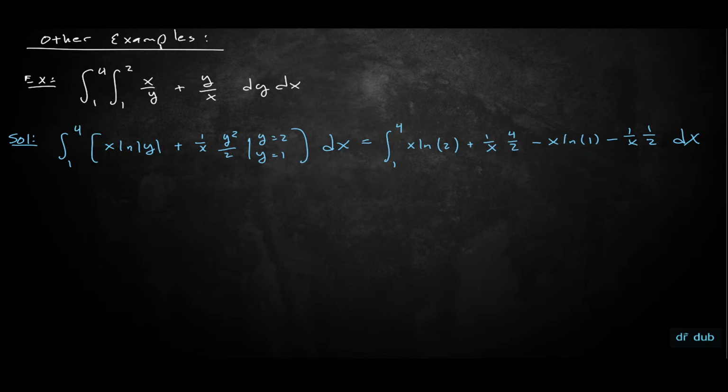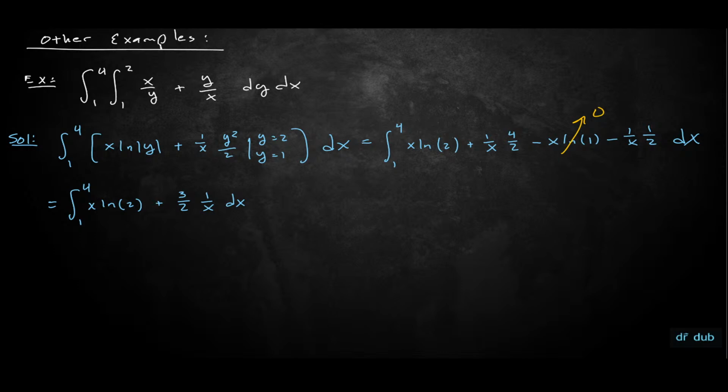And simplify, what do we get? Well, we know some things like this natural log of 1 is 0. So let's simplify the integrand before we do it. So the integral from 1 to 4, x times natural log of 2. And now we have 1 over x times 2 minus 1 over x times 1/2. So it's going to be 3 halves. So plus 3 halves times 1 over x dx.